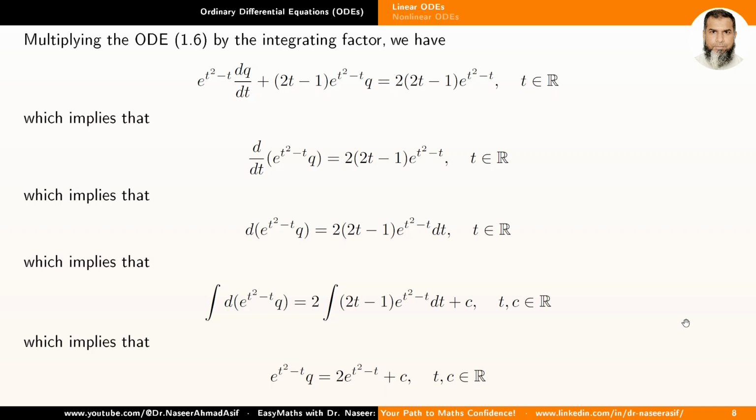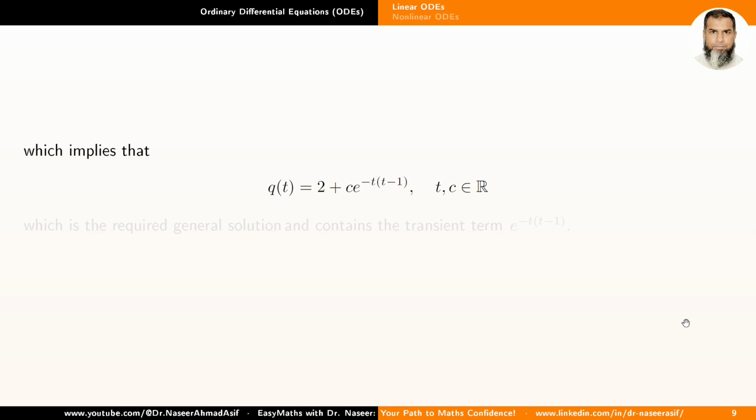So we have exponential of t square minus t into q is equal to 2 into exponential of t square minus t plus c where t belongs to R and c is an arbitrary constant. So q of t is equal to 2 plus c exponential of minus t into t minus 1 where t belongs to R and c is an arbitrary constant, which is the required general solution and contains the transient term exponential of minus t into t minus 1.